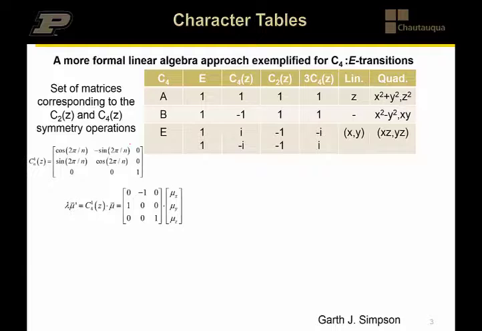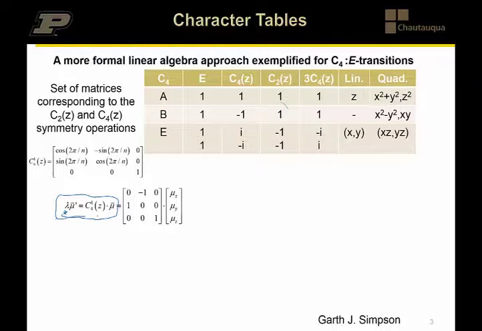Well, if we know that the symmetry operation leaves the system unchanged, or well, not necessarily unchanged, but we know that if I apply the C4 operation on a transition moment, I'm going to get the value in the character table. And this is the value of lambda here.